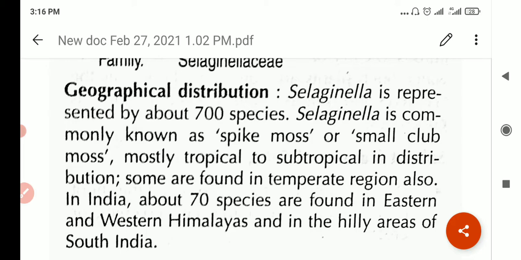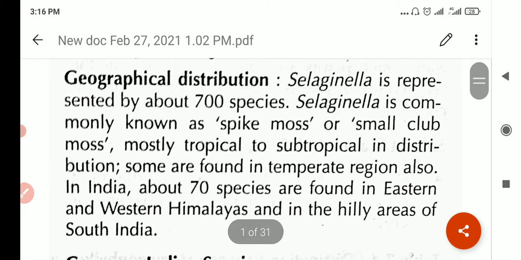So in India, as I said, we are in the hot spot, no? We are in the eastern Himalayas. We always find most of the plant species. So in India, we find them in the eastern and western Himalayas and in the hilly regions of South India. So we have about 70 species in India.